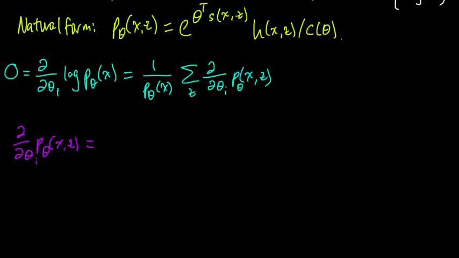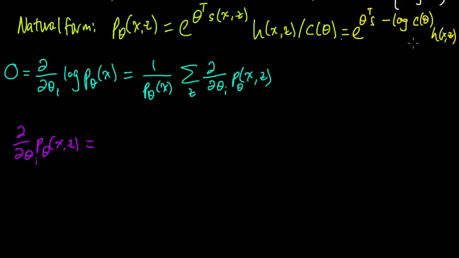And let's go ahead and rewrite this in a little bit different way. We can rewrite this as e to the theta transpose s of x and z. I'll just put s since I'm running out of space. Minus log of c of theta. If it were in the numerator, this would be c to the minus 1, and then we could take e of log of that, and we would get e to the minus log c of theta times h of x and z.